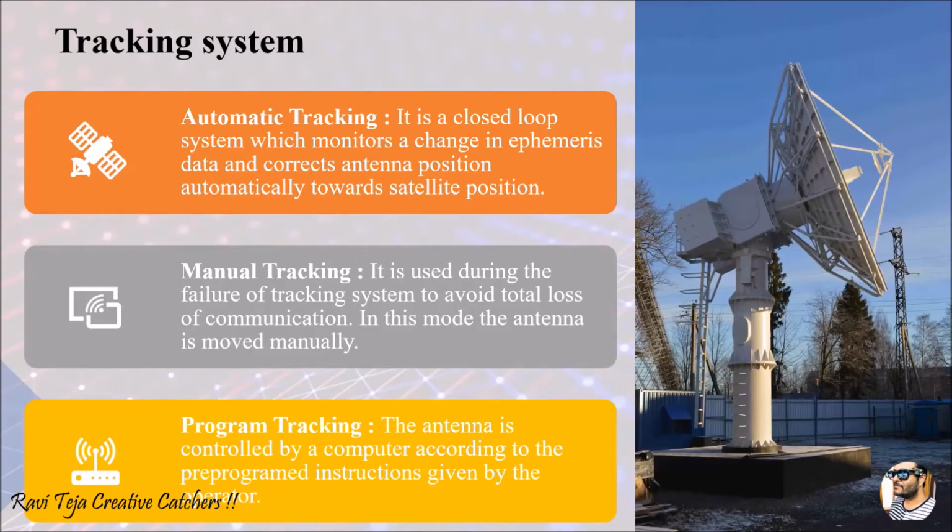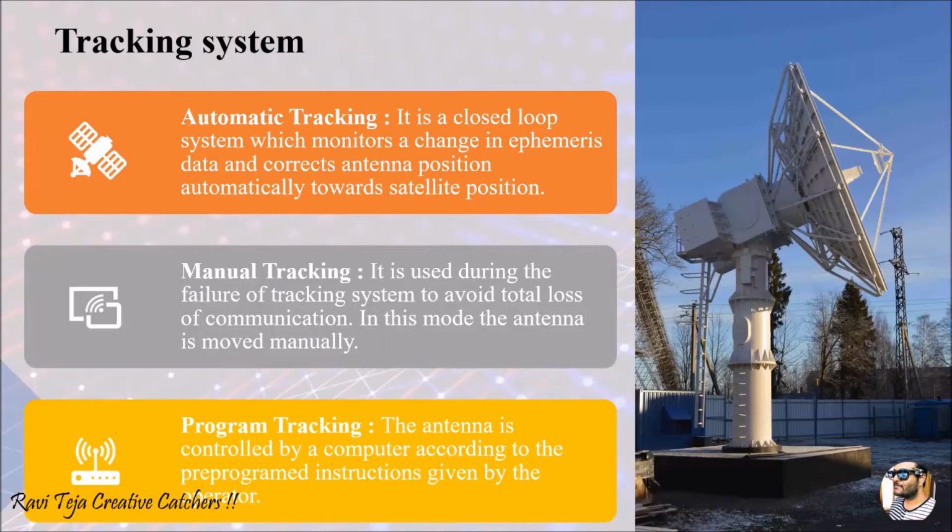So now what's happening, let us say a satellite is moving in the orbit. Let us say the velocity of the satellite has been slightly changed due to some natural calamities or due to some forces acting on it. Now this particular automatic tracking system tracks or monitors that particular change in the ephemeris data.